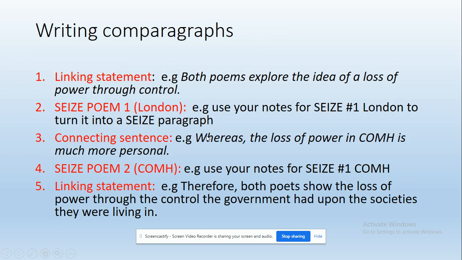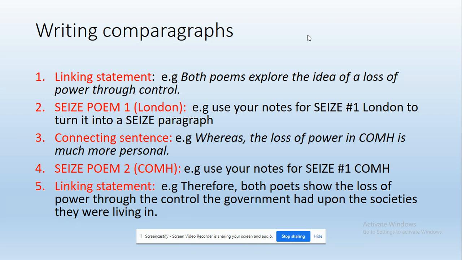Okay, so if you remember back to when we looked at writing comparagraphs when we were writing about the war poems, it follows this structure. So we have a linking statement at the beginning of the paragraph that will link both of the poems together. For example, both poems explore the idea of a loss of power through control. So the first sentence of your paragraph will begin with the word both in some way. So you'll have a sentence that links both of the poems together.